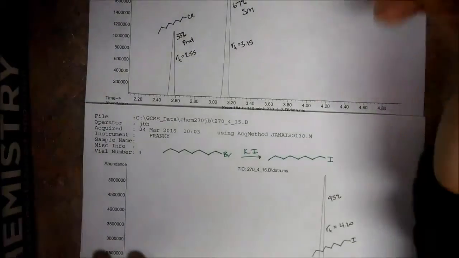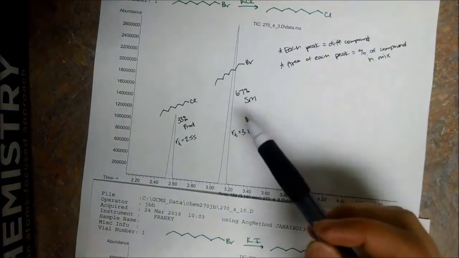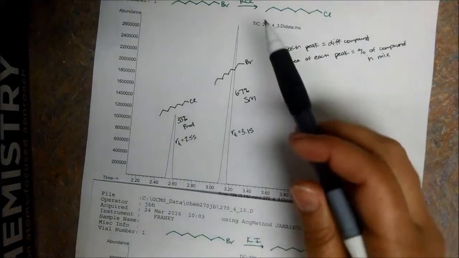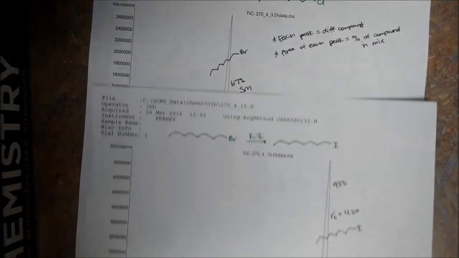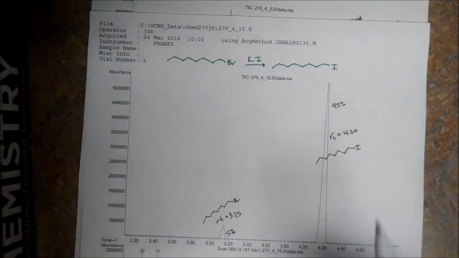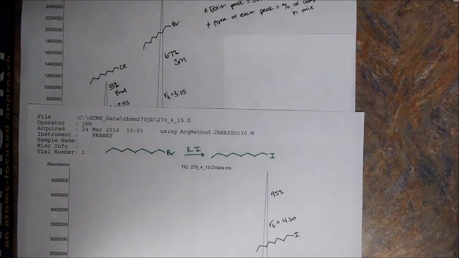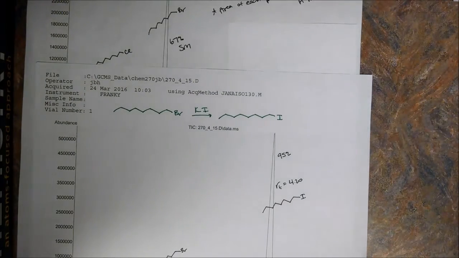Why does the KCl give us only 33% product? With KCl we only get 33% product, whereas with the iodide we have 95% product. Why? And this data is pretty representative of these two reactions, okay?